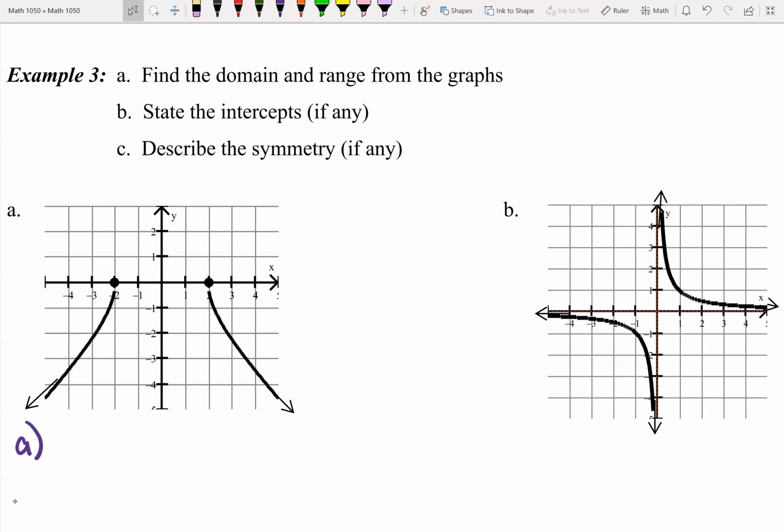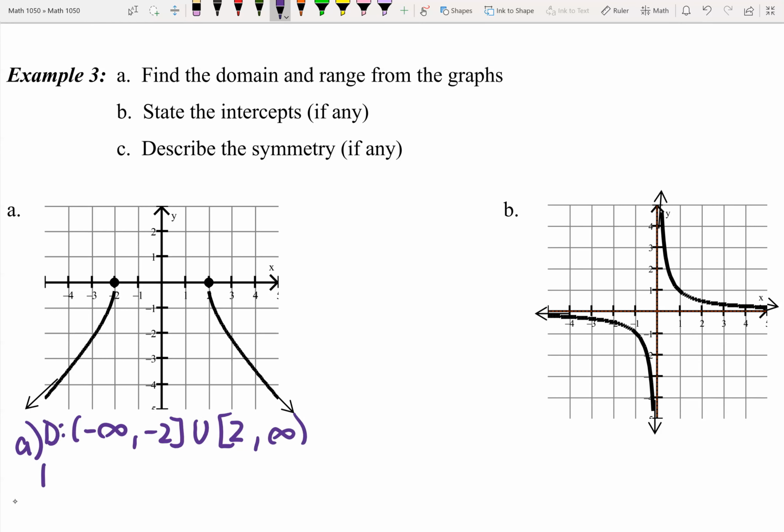All the way to, talk to me, negative 2, close with a, tell me, bracket. Okay, is that everything? No, there's more. So what should I put now? I'm going to put a U. Okay, so it's going to be negative infinity to negative 2, close with a bracket, and then a U. And where does it pick up again? It picks up at 2 with a what? Bracket or parenthesis? Bracket. How far does it go? Forever. Infinity. Okay, that's a domain.